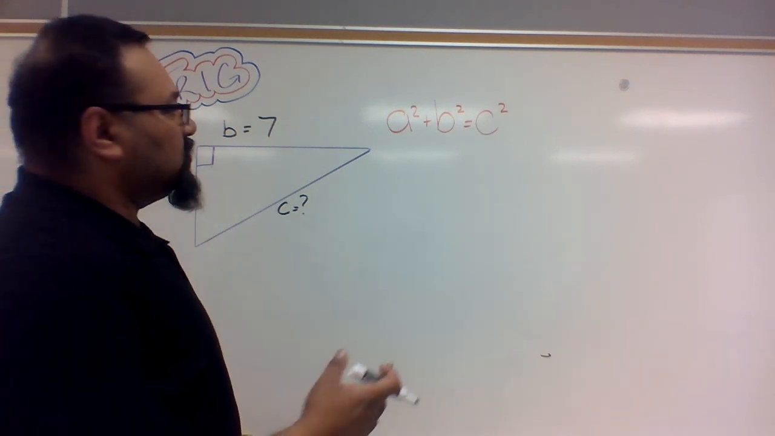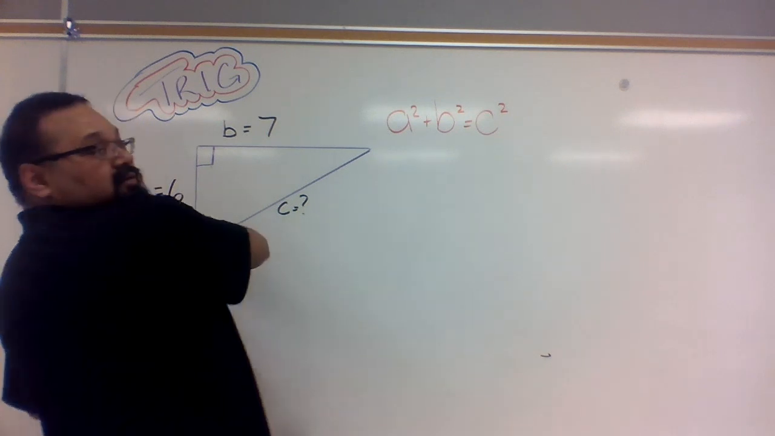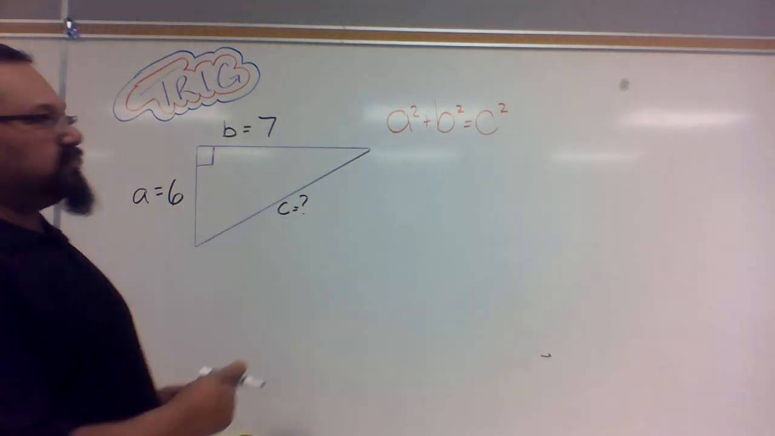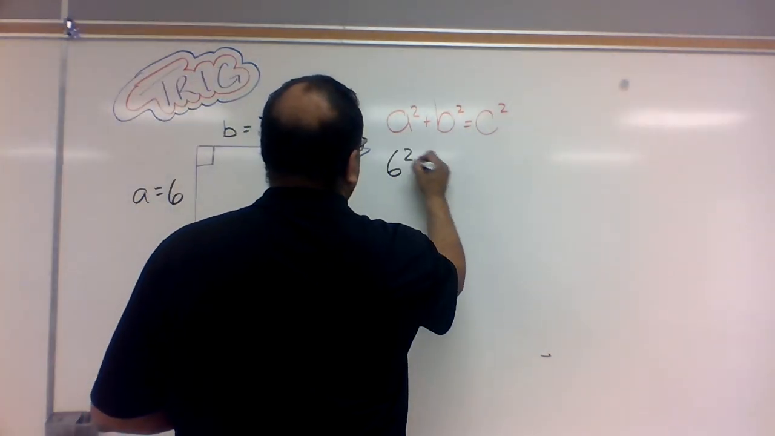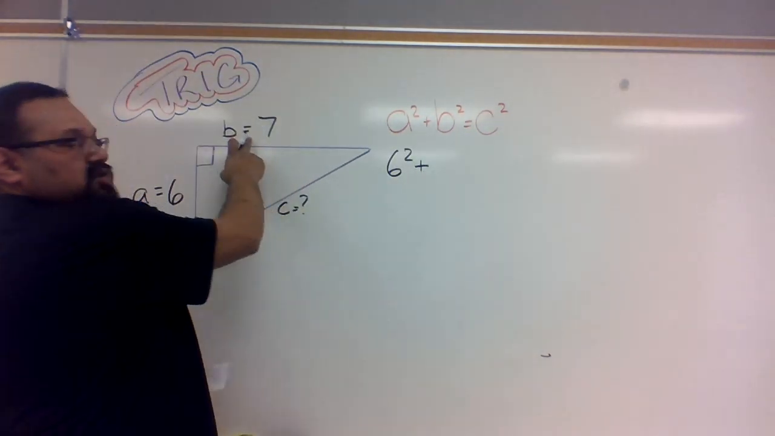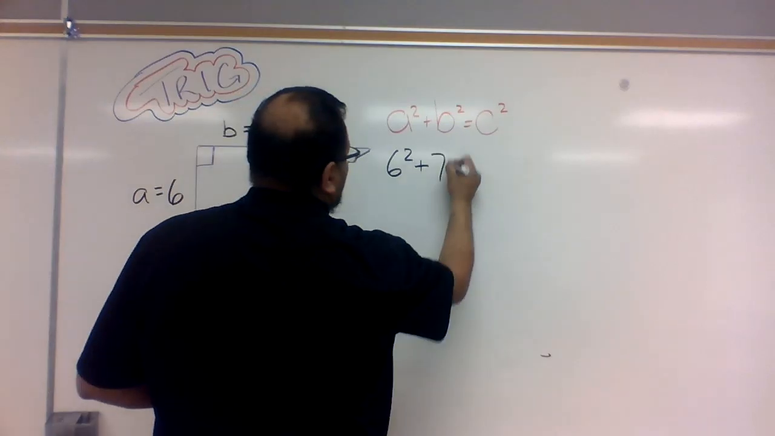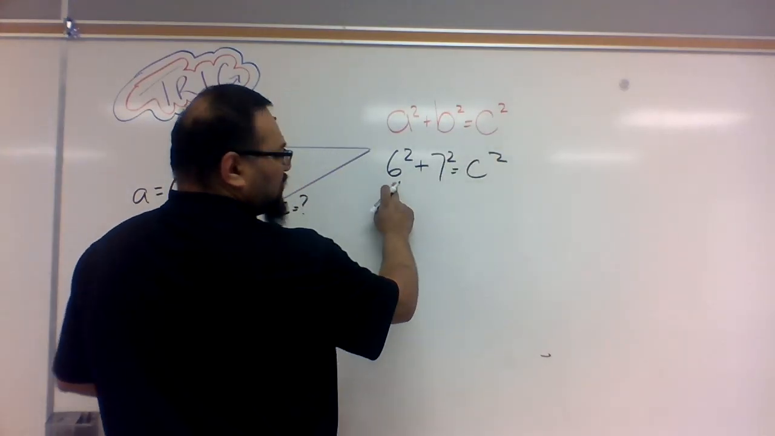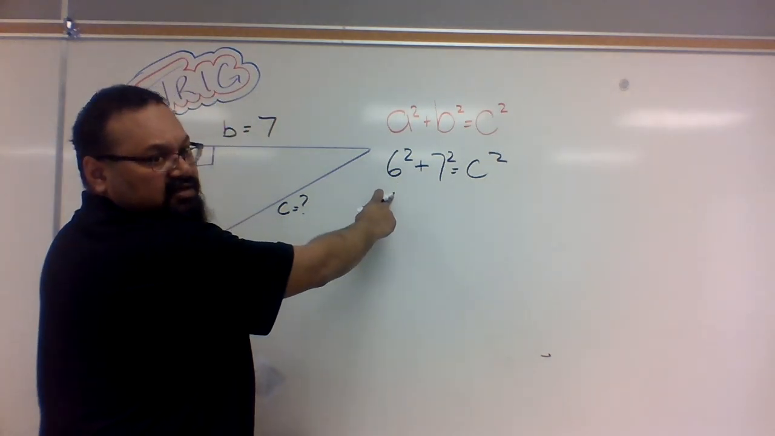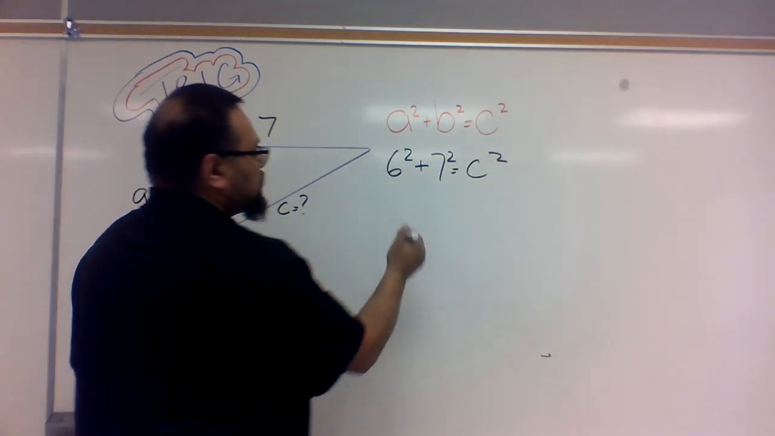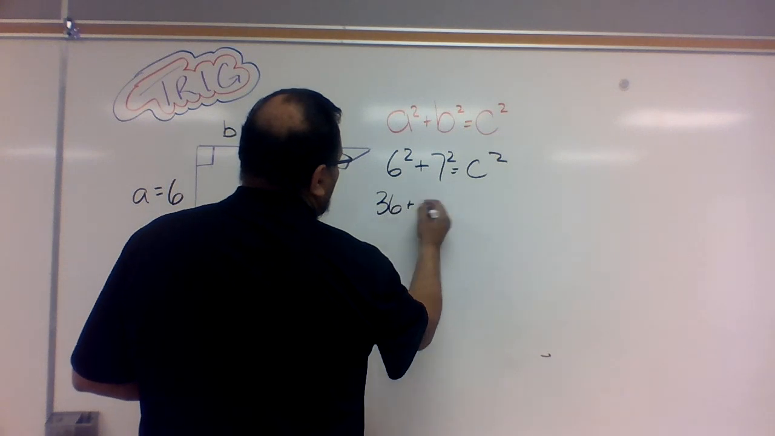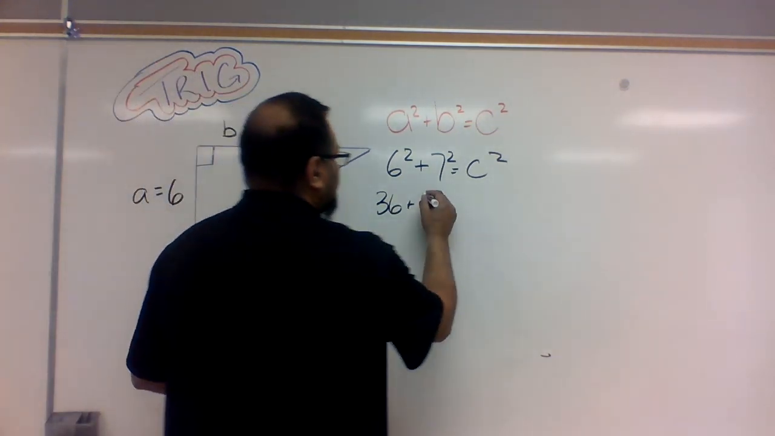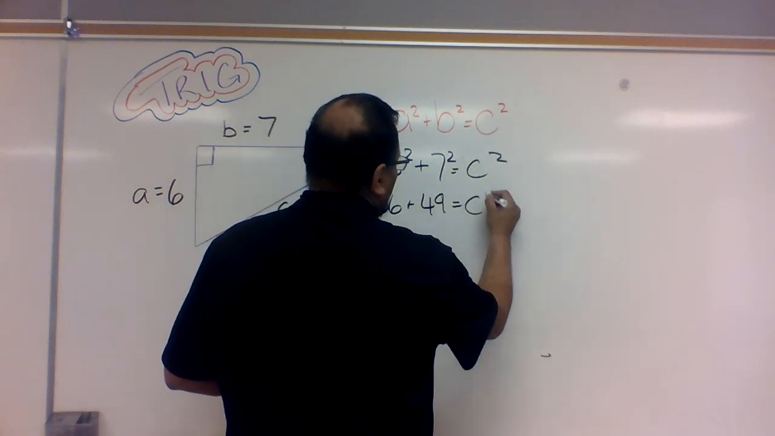So now what we do, we simply substitute our values for our unknowns. Now that we have some knowns, I stated that A is going to be 6, 6 squared, plus B, which is going to be 7, 7 squared, which equals C squared. Now we do the math. 6 squared means 6 times 6, which is equivalent to 36. 7 squared, 7 times 7, is equivalent to 49. Then we have C squared.